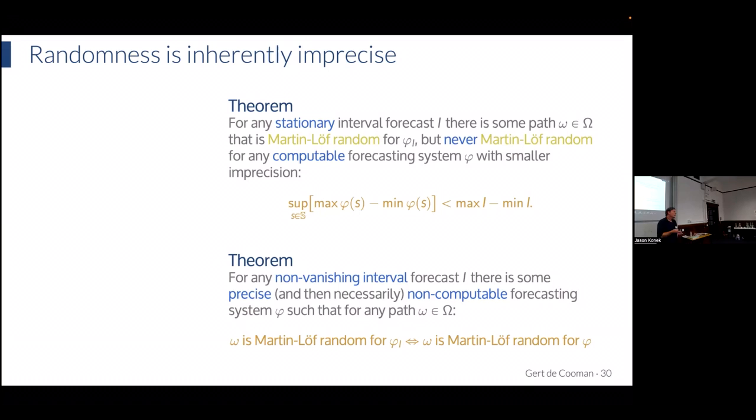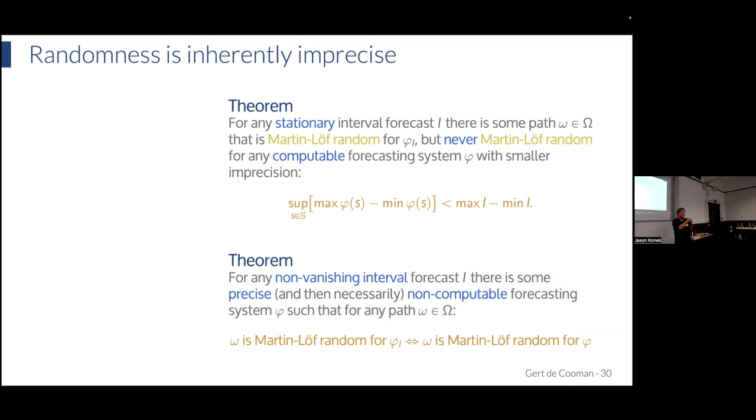But interestingly, the computability is important, and this is a result that was proved by Lewis. If I have an interval that is non-vanishing, then there is always a precise but necessarily non-computable forecasting system such that the randomness for the interval is equivalent to the randomness for the precise forecasting system. Let that sink in for a moment. We have an interval forecasting system, stationary. We've just proved above that for anything that is computable and more precise, there is a sequence that cannot be bound for that one, but that is random for the original interval forecast. So that is the first result.